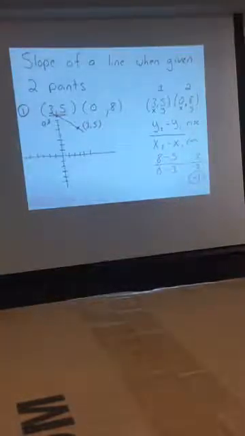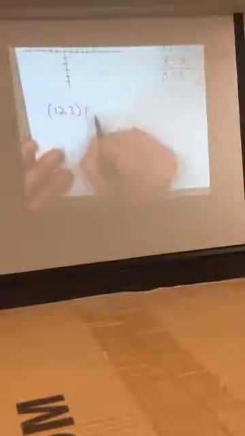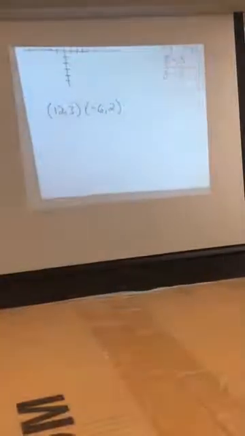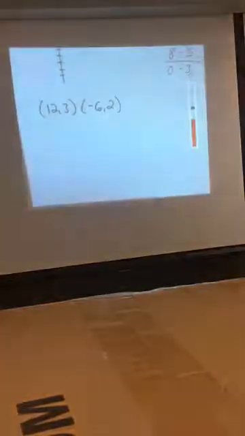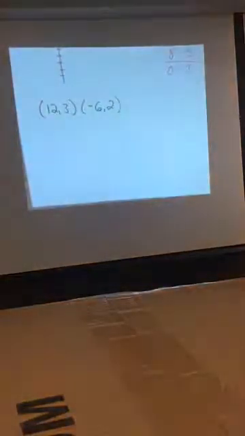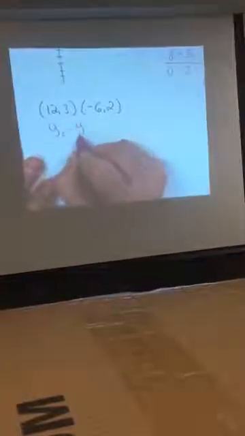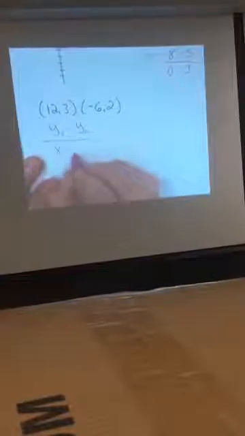So let's say you have the points. We'll pick some bigger numbers that you probably wouldn't want to use. Say you have 12, 3 and -6, 2. Like I said, if you really wanted to, you could draw a coordinate plane, graph those points, count the rise, count the run, but this would be a real pain to do. So go to your formula. y2 minus y1, x2 minus x1.